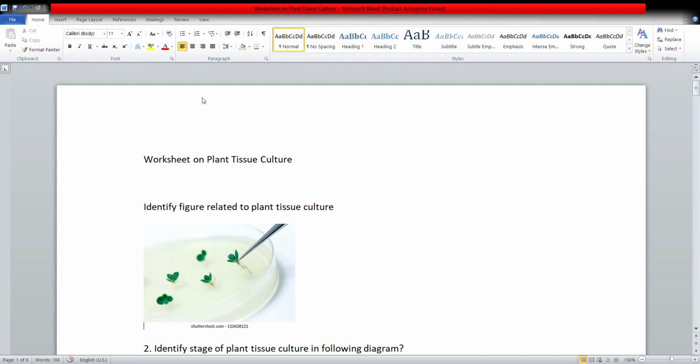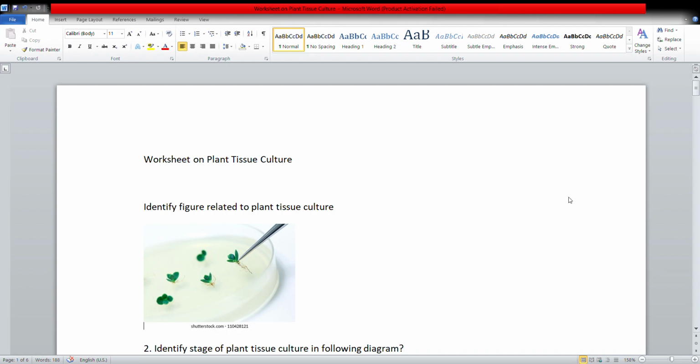Today I am going to discuss a worksheet on plant tissue culture. A visual question may be asked in your CBSE exam or in your competitive exam. First of all, try to identify the figure depicted in this diagram. In plant tissue culture, if you see the petri dish that contains media and a small section of the plant leaf, that is the explant. Through this explant we can initiate the plant tissue culture experiment.